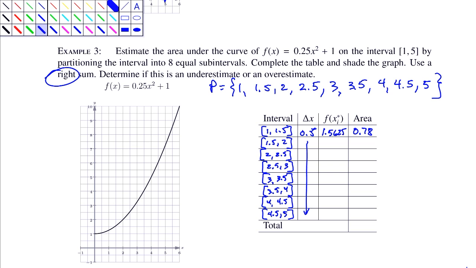So it's 0.781, let's say. And then f of 2 would be 2. And so that's the area of 1. F of 2.5 is 2.5625. Area 1.2813. And then I'll just fill these in. Are these the same numbers you're getting? I hope so.